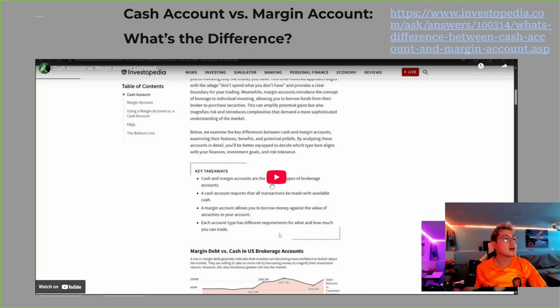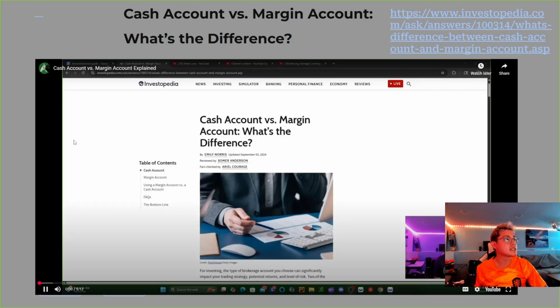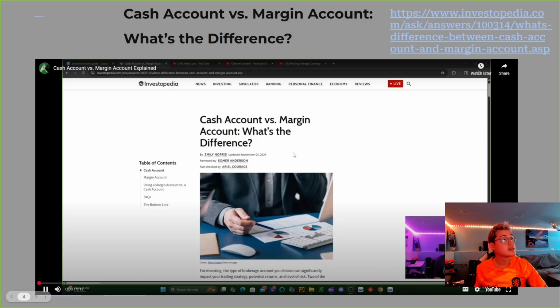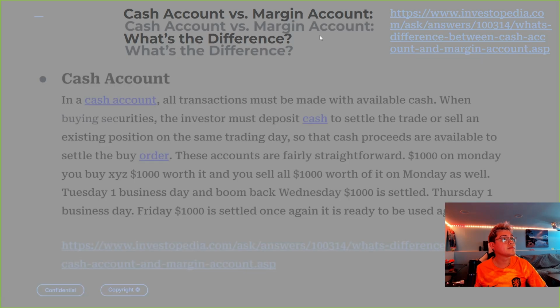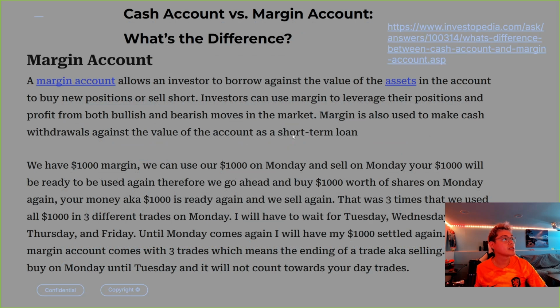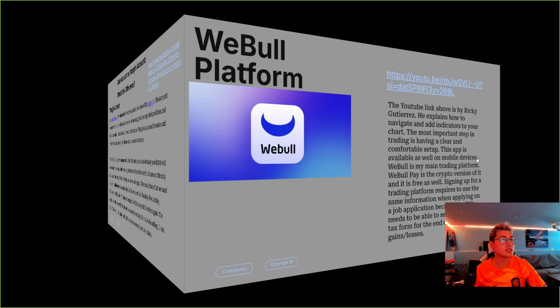So moving along, I have this video here explaining what it is and how it works. All right, so this is the most important: what account you should open. If you're starting off, I suggest a cash account. Here's a brief explanation of what a cash account is. You can go ahead and read it yourself, pause the video. What is a margin account? Right here. There are also more links on the top so you can go in deeper.